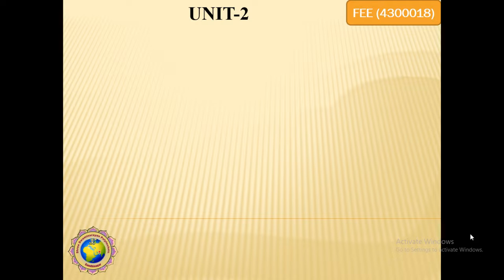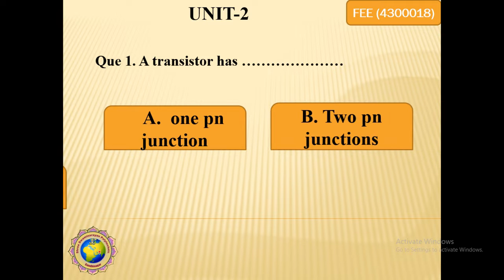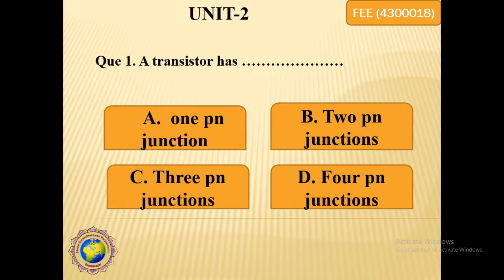Question number 1. A transistor has dash dash dash. A, 1 p-n junction; B, 2 p-n junctions; C, 3 p-n junctions; and D, 4 p-n junctions.